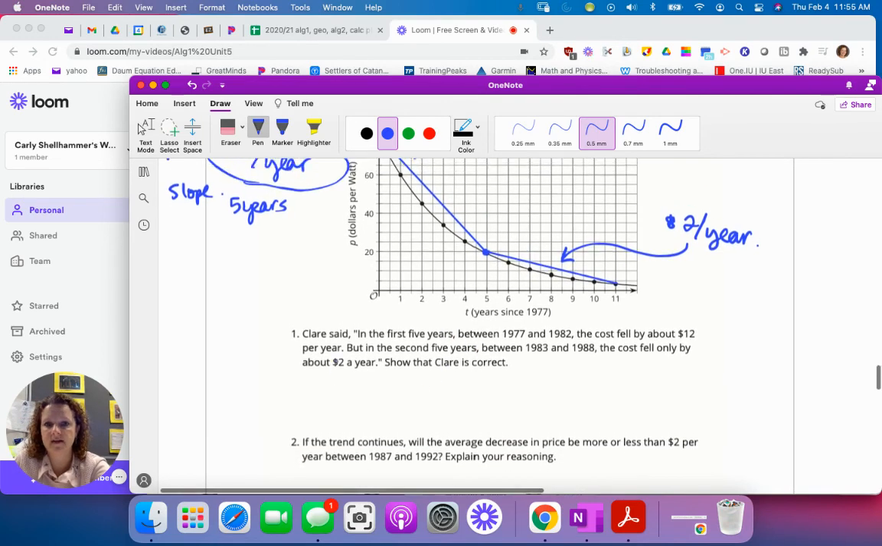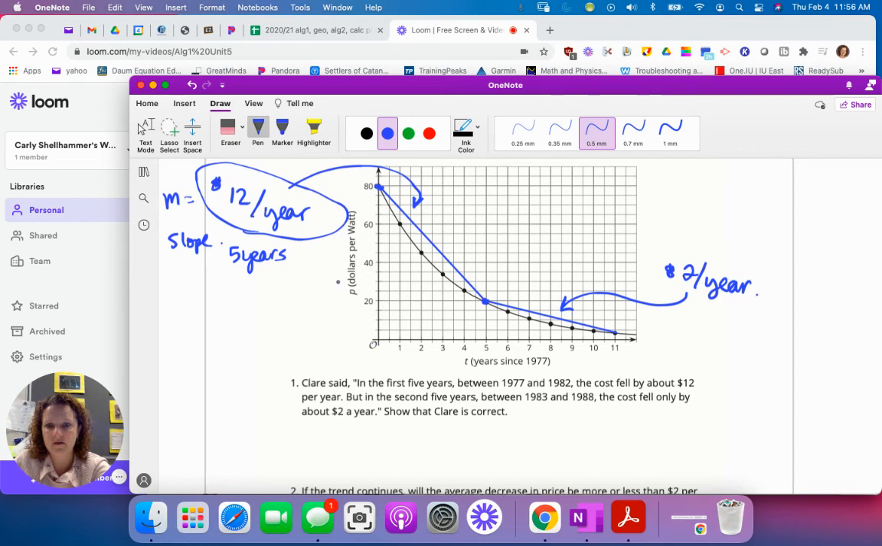Show that Claire is correct. So I can actually do the math. So we'll stick with blue. I do change in y, so 80 minus, I don't know, what would that be? About 19 over 0 minus 5. 80 minus 19, divide by -5, 12.2. So it's negative 12.2. That just shows a negative average rate of change, a negative slope. So dollars per year.